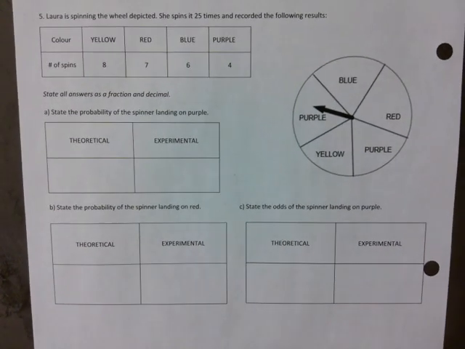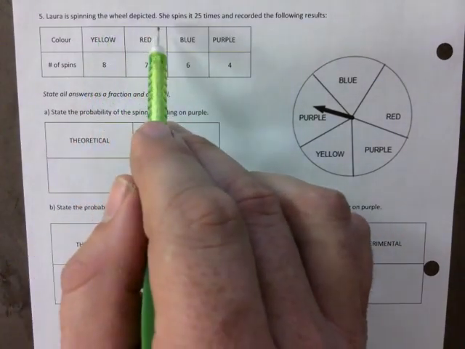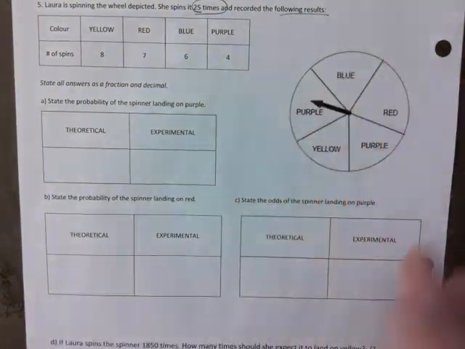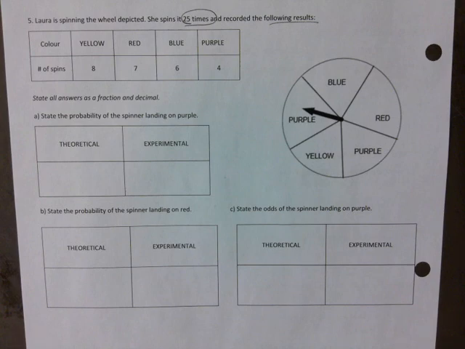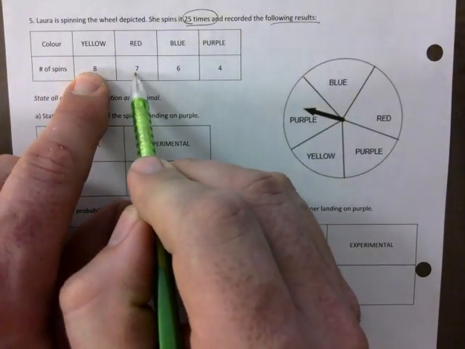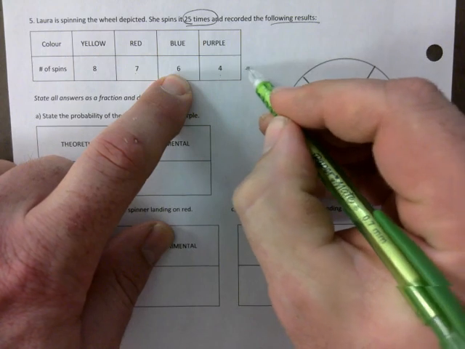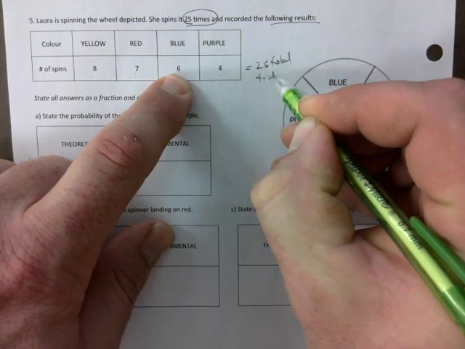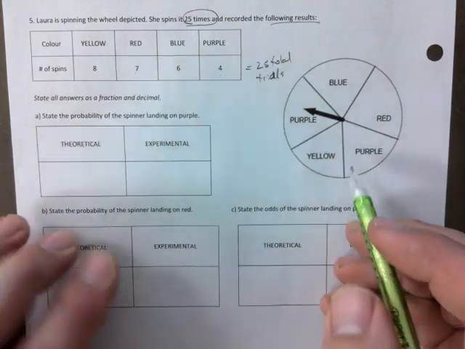Okay, Laura is spinning the wheel depicted. She spins 25 times and recorded the following results. Your brain should be like, I know it's Monday morning, so maybe not right now, but it should be like click. Oh, okay, something happened, like trials were done, right? Like somebody recorded their results, right? So let's just check. This is 15 and 10, that's 25, okay? 25 total trials. Feels like I can't even write today.